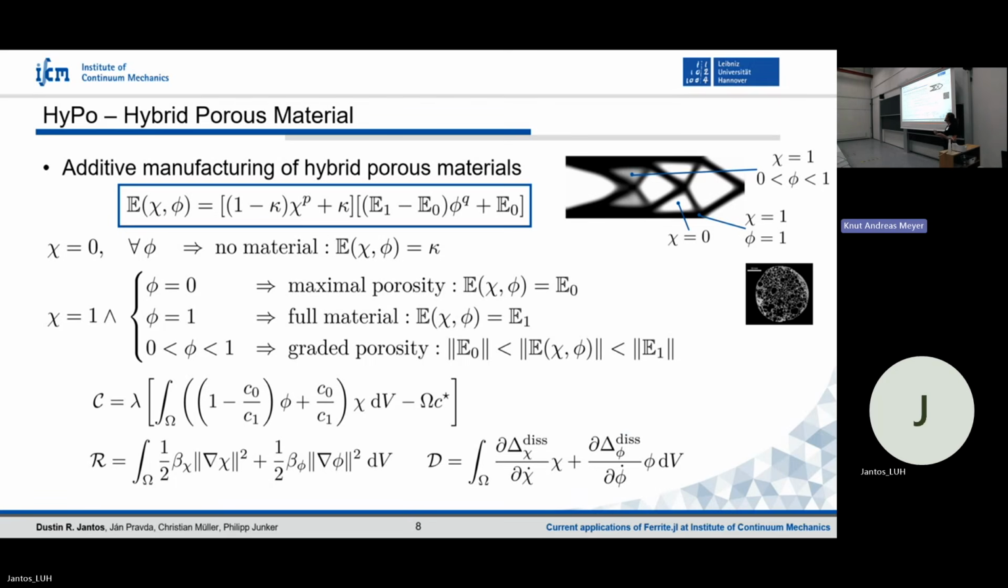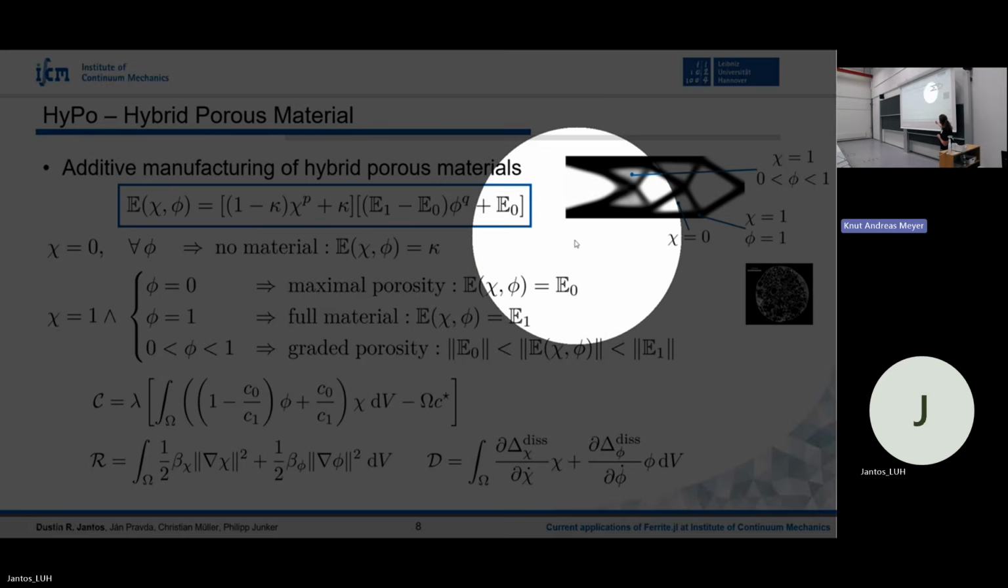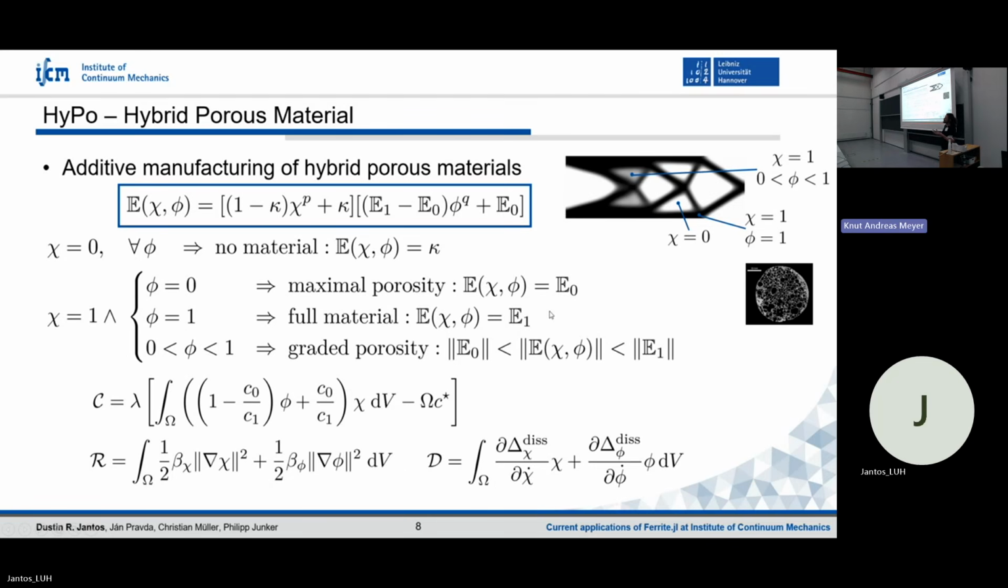But you need in each point additionally this phi, which tells you, okay, this is completely porous, some open foam, or it's closed. Of course, you cannot go from 0 to 100% porosity. You have a gap in there. So this phi basically tells you maximal porosity, so the lightest form you can produce, or full material. And of course, you need a mixture rule for your stiffness, where your chi tells you there's material or no material, and your phi how porous this one is.